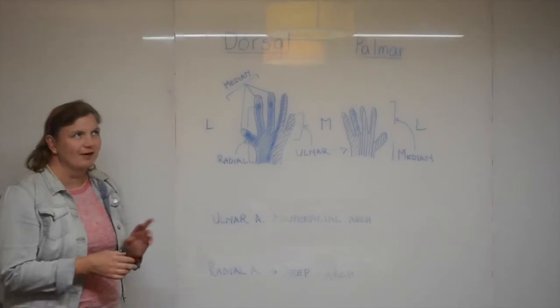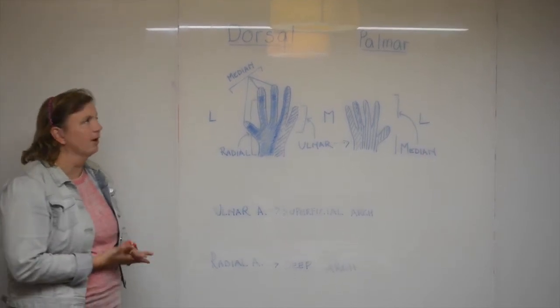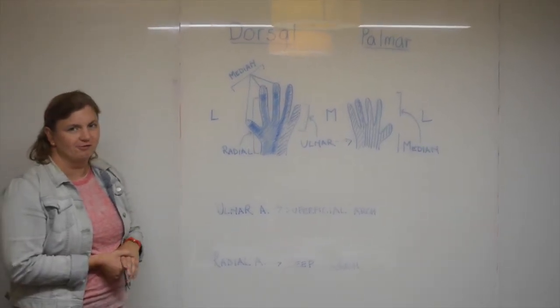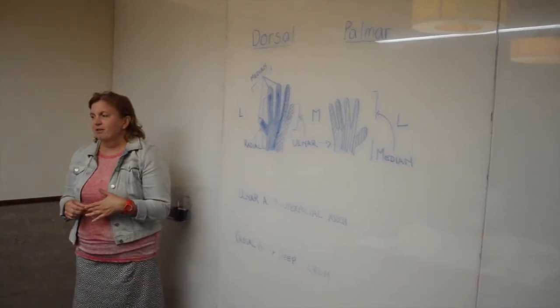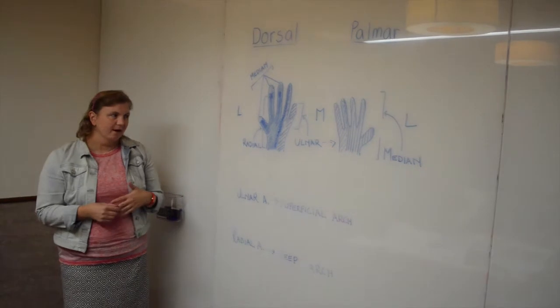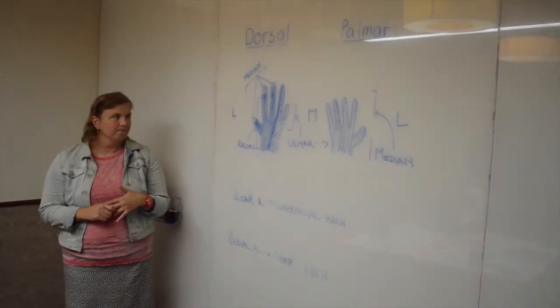Now that we've finished talking about the bones of the hand, we're going to move on to talk about the nerves and the vessels that supply the hand. The nerves that supply the hand, there are three types. There are the radial nerve, the ulnar nerve, and the median nerve.